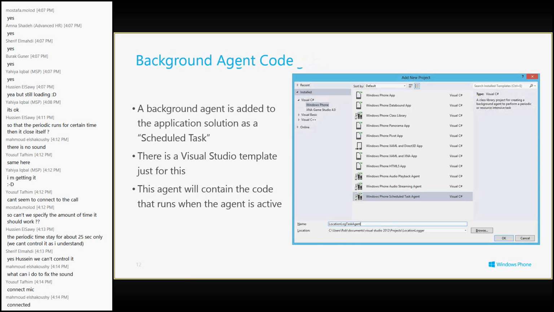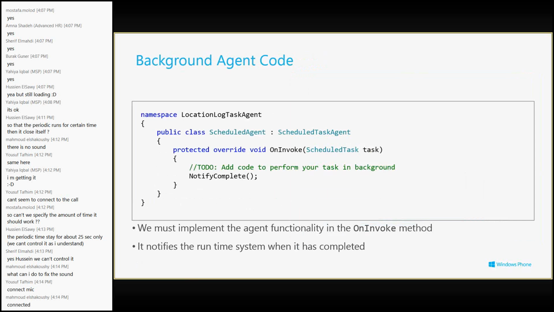The background code is running the onInvoke. The project you create using the scheduled task agent has the onInvoke method, and this is where the background agent does its thing.